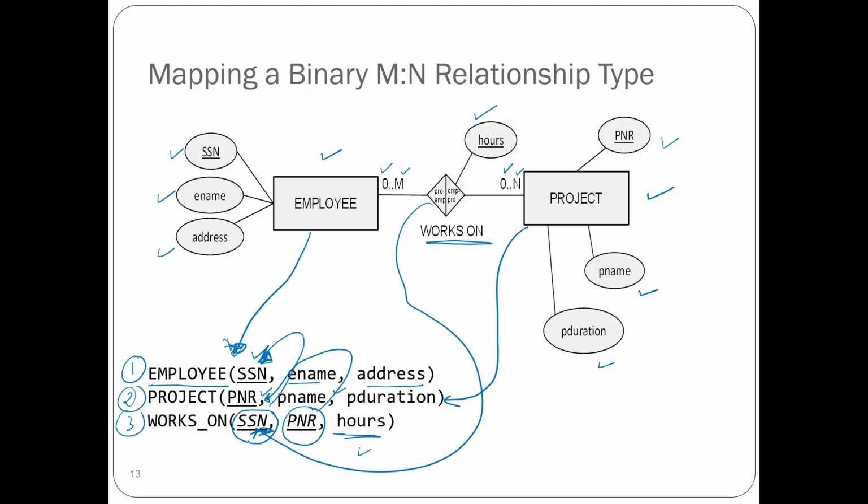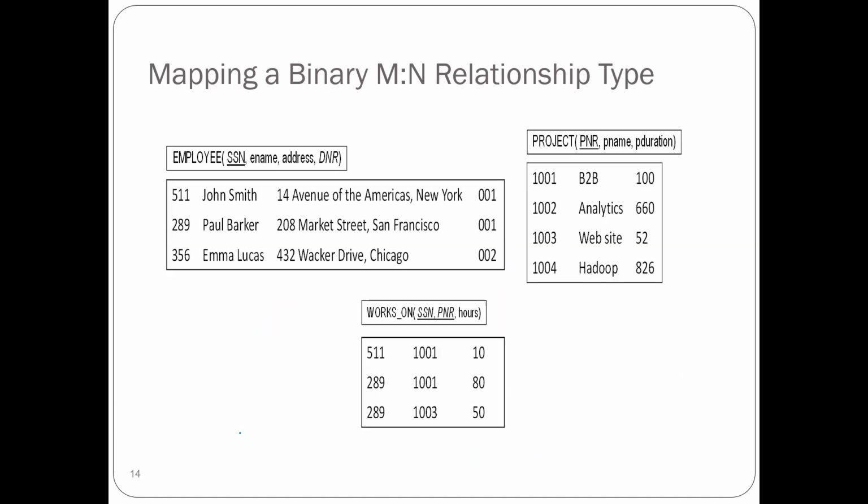And the primary key of works on is the combination of SSN and PNR, right? That is our primary key. None of these attributes could be null. Entity integrity constraint, right? So SSN or PNR cannot be null in works on. All right, good. That's a straightforward, much simpler mapping compared to the ones that we have seen earlier.